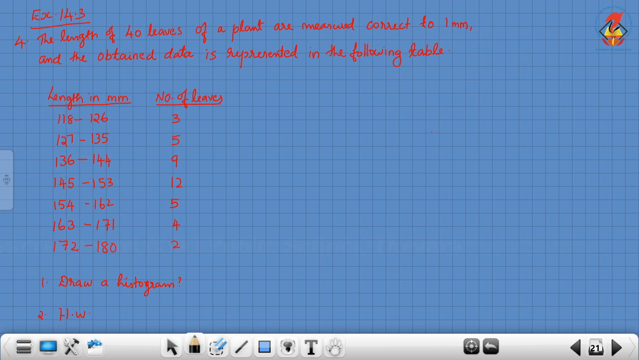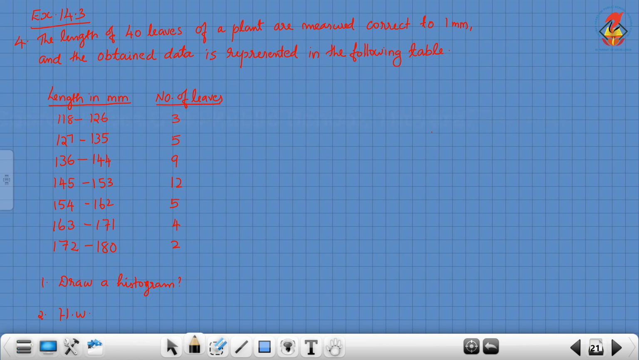Next, exercise 14.3, question number 4. The length of 40 leaves of a plant are measured correct to 1 millimeter and the obtained data is represented in the following table. 118 to 126, 3 leaves; 127 to 135, 5 leaves; 136 to 144, 9; 145 to 153, 12; 154 to 162, 5; 163 to 171, 4; 172 to 180, 2. But this is not a continuous class interval. We have to draw a histogram.